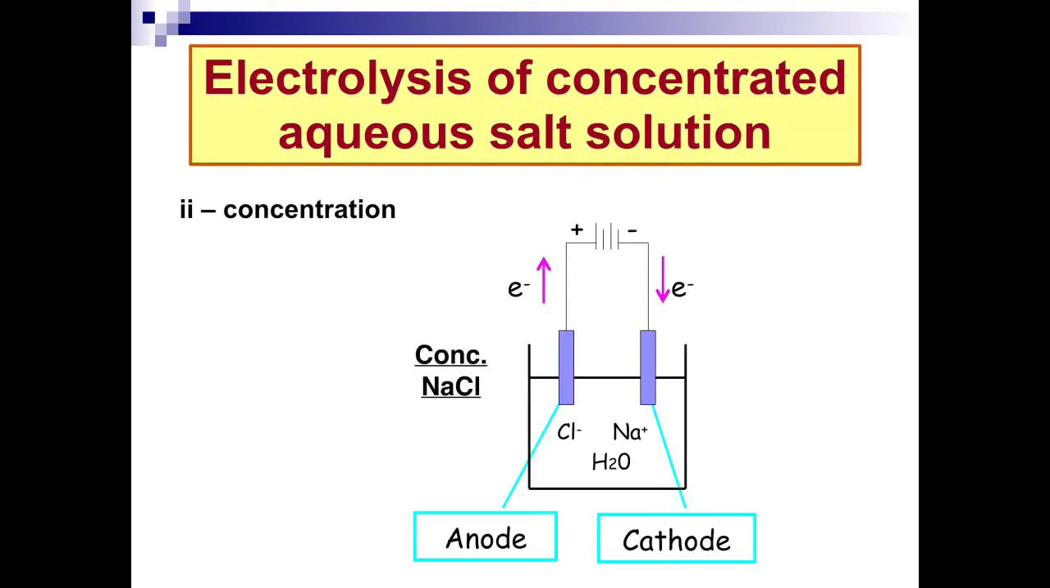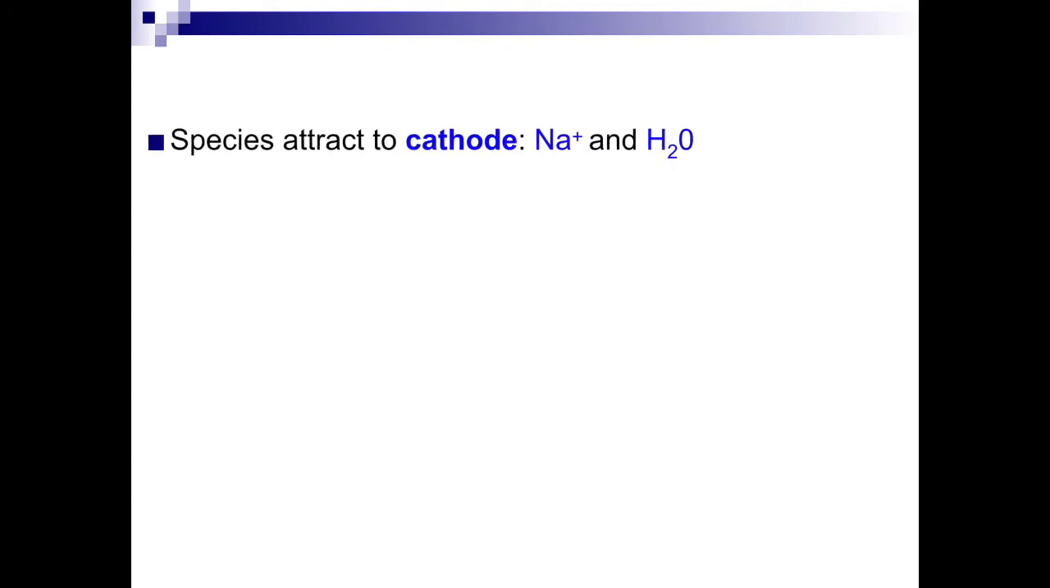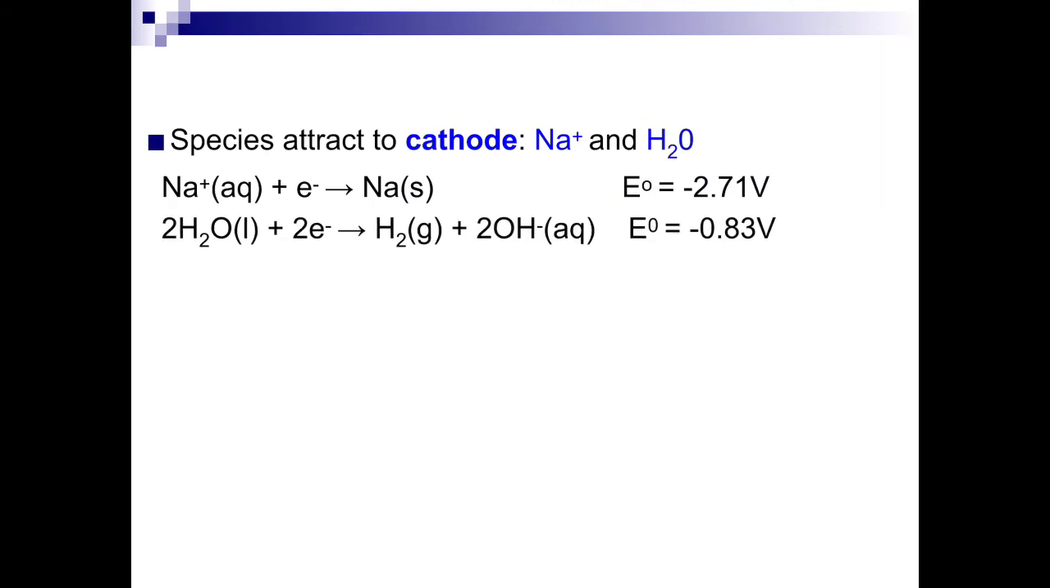The second factor that affects the selective discharge is concentration. For example, we have the following electrolysis of concentrated aqueous salt solution NaCl. As with the aqueous solution, the species present in the electrolyte are the salt, Cl minus, Na+, and water. Species attracted to the cathode are Na+ and H2O.